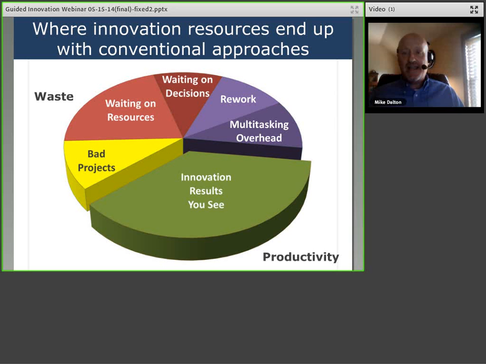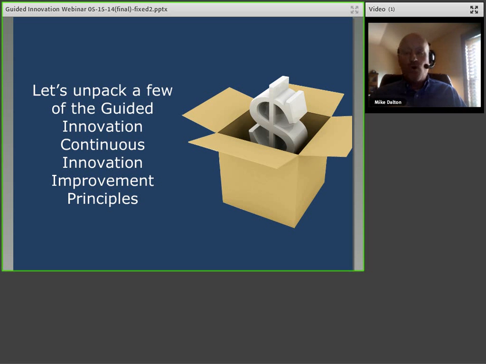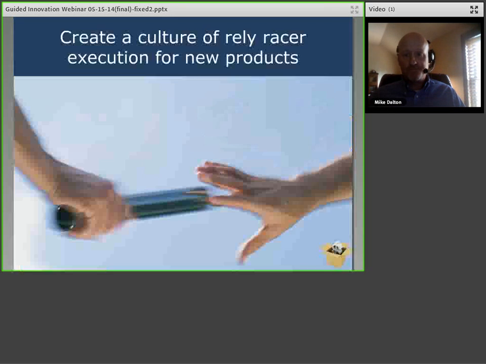So now that we've seen the negative impact of these 3 root causes, what can you do to eliminate them? Well, obviously, we're not going to be able to be comprehensive in a webinar format like this, but today I can unpack a few elements of the guided innovation system and some principles that can make a big difference in your innovation speed, throughput, and predictability or on-time performance for new product projects. And it all starts with what we call relay racer execution.